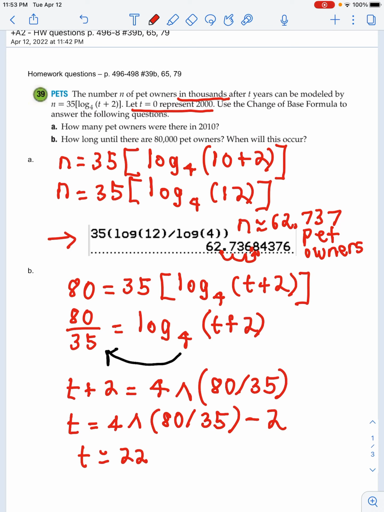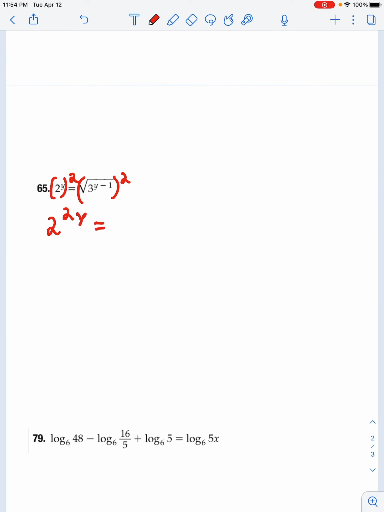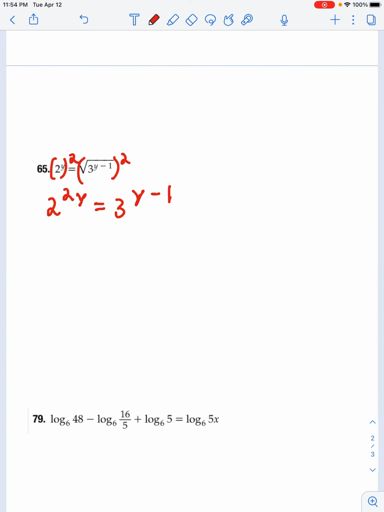Moving down to number 65. How do I solve this equation? I have 2 to the y equals the square root of 3 raised to the y minus 1. I think the easiest thing to do would be to remove the radical by squaring both sides of this equation. We have to understand if we do that, on the left side, we're going to multiply those powers. That would become 2 raised to the 2y. And on the right side, squaring is going to remove the square root sign, so you just have 3 raised to the y minus 1.